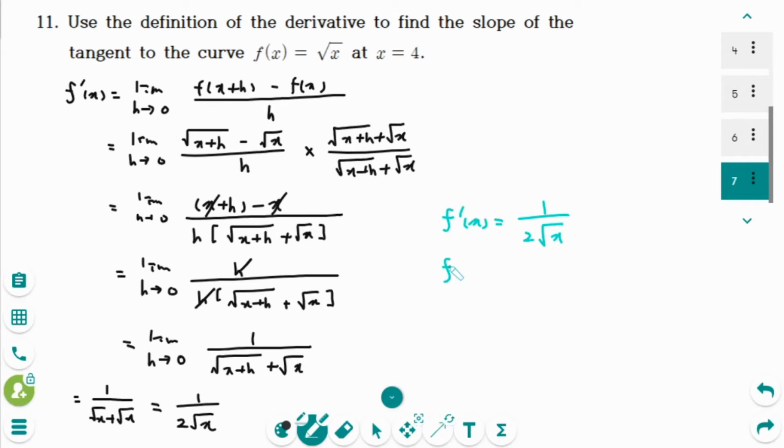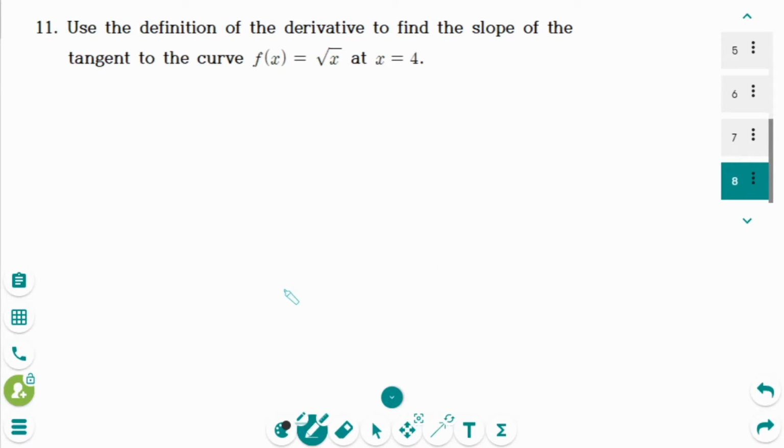Then put 4 into x. So 1 over 2 times square root of 4. So 1 over 2 times 2, which is 1 over 4. Or second, find the slope at 4 directly.